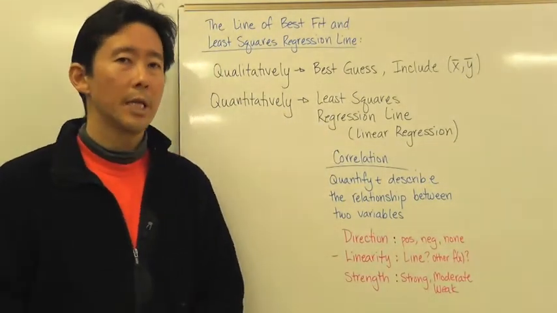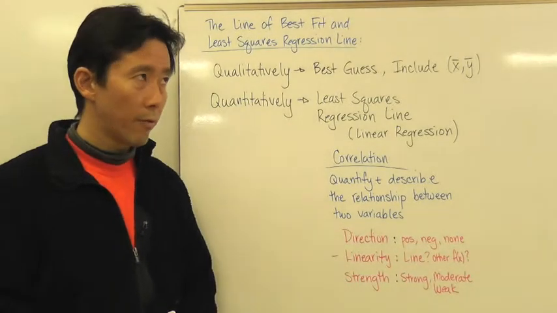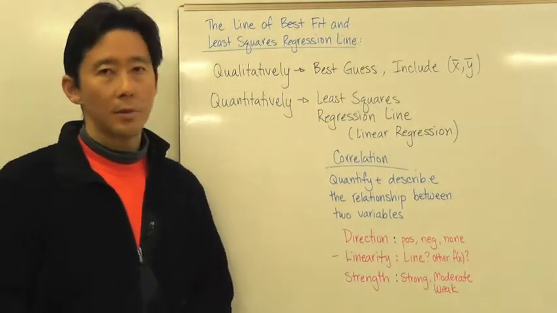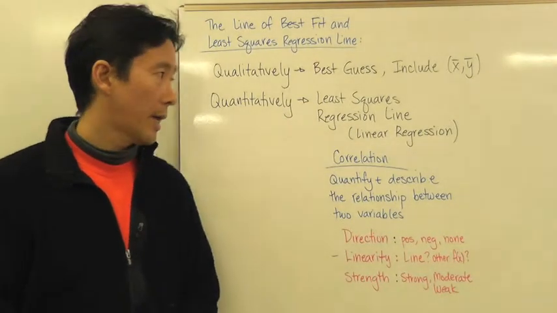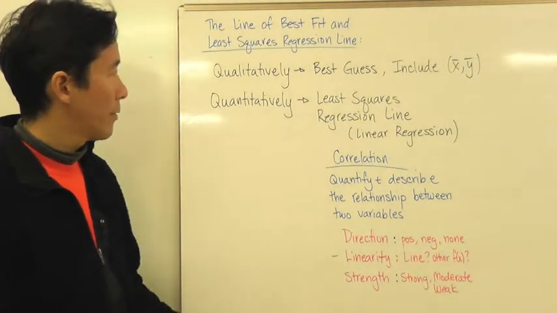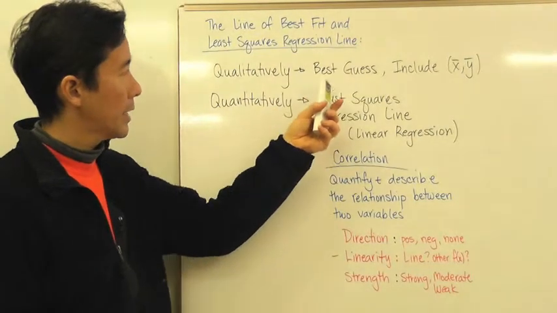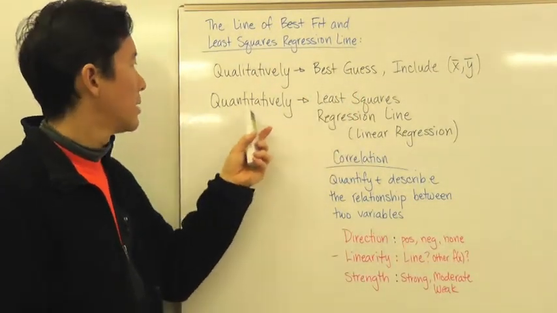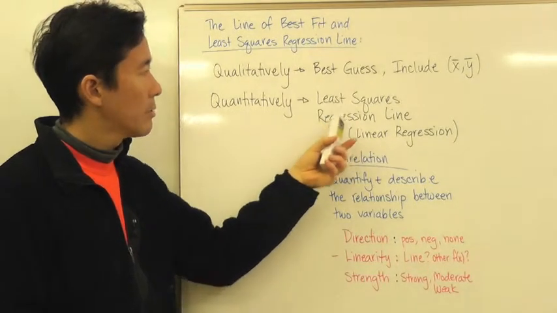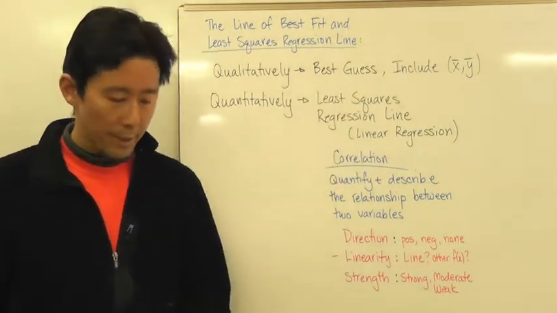That's going to be performed much easier using our graphic display calculator, and so we'll go ahead and take a look at how to do that in class. But for right now, what we want to do is take a look at how difficult it is to determine the least squares regression line based upon our best guess.